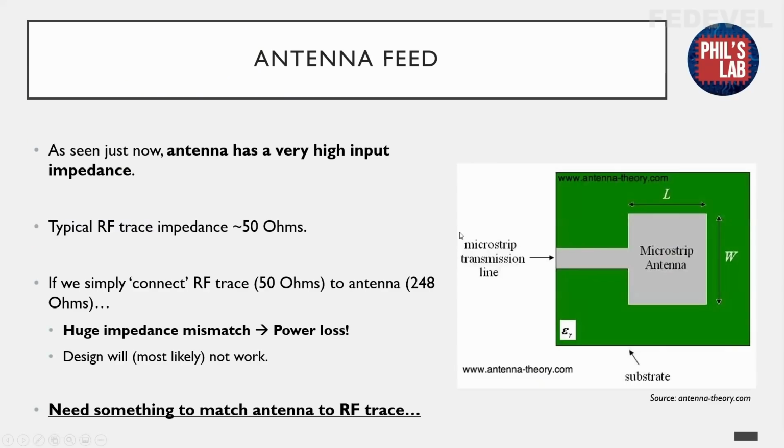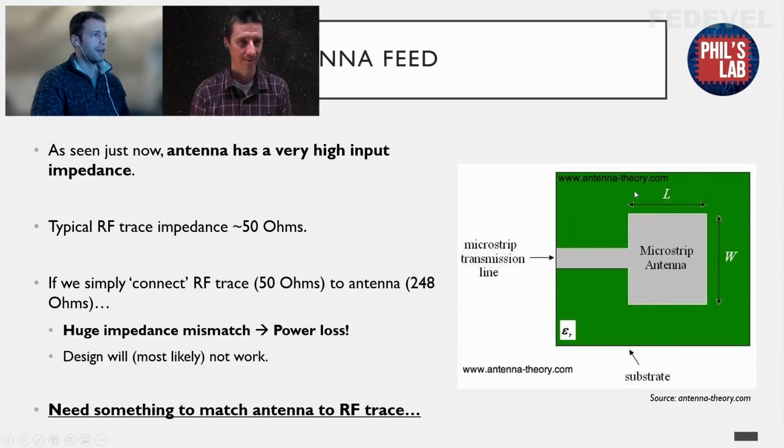So we saw before that at this edge, when we want to feed the antenna from our source or our receiver, transceiver, that antenna has a very high input impedance, 250 ohms, rather large compared to what we normally have, like 50 or 75 ohms. A typical RF trace, for example our microstrip transmission line, will be 50 ohms. So if we simply connect the 50 ohm RF trace to the antenna, it's quite a huge impedance mismatch.